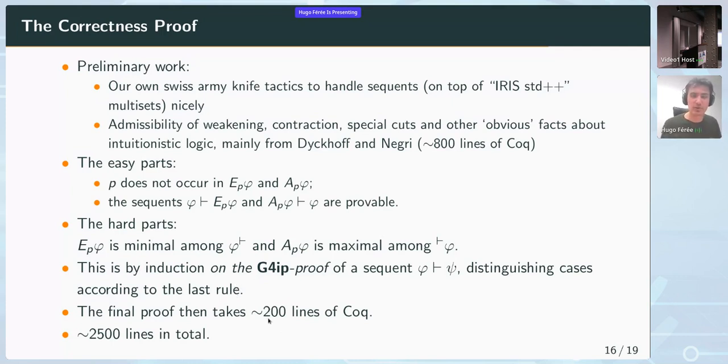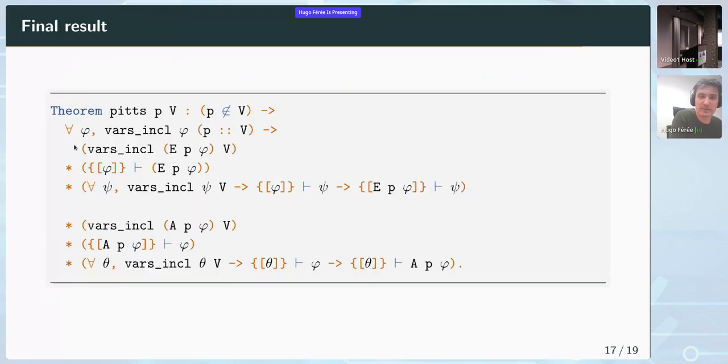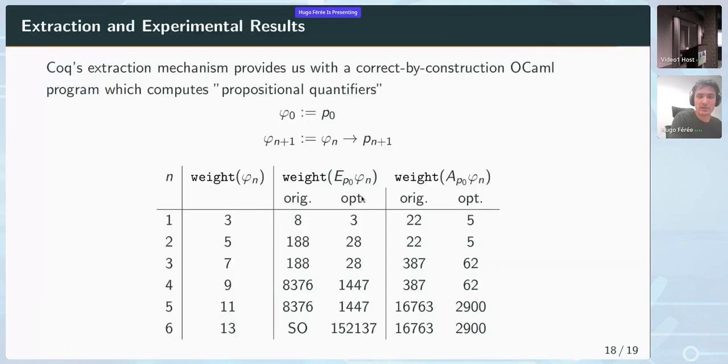So that main bit takes only 200 lines of code, but it really is the fruit of simplifying things beforehand. And the total development is only a few thousand lines of code, but we try to factorize a lot of stuff. So this is the main theorem. It looks like just what I spelled out at the beginning. So for every formula, we can build a consequence of that formula that doesn't contain P, and such that any consequence of that formula is also a consequence of E P phi, and conversely for A.